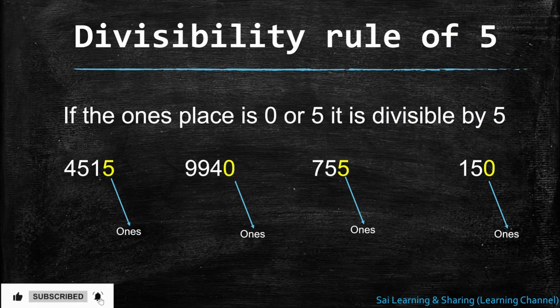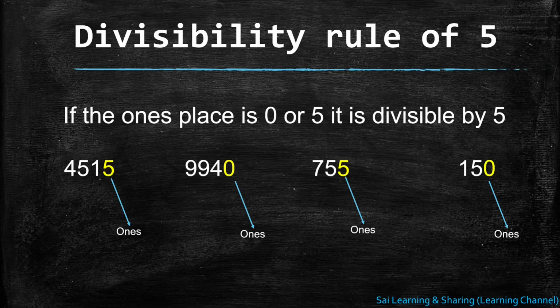Divisibility rule of 5. If the ones place is 0 or 5, it is divisible by 5. And here are a few examples. The first one, 4515. In the ones place it is written 5. So 4515 is divisible by 5.